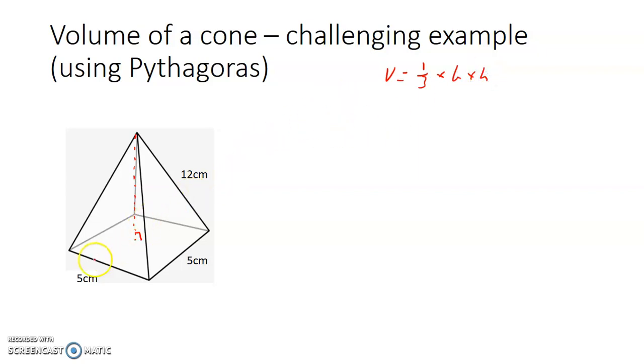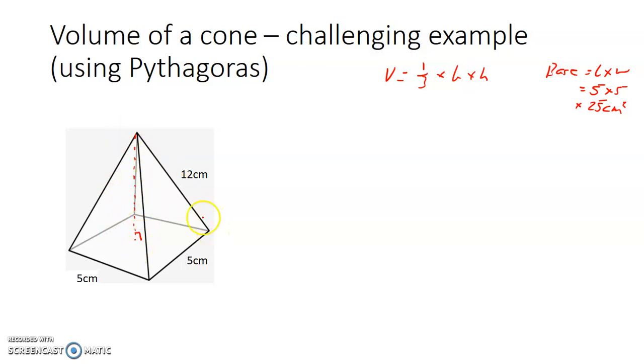I can work out the base of this not too bad, because the base is a square, which is 5 by 5. So I can work out the base here pretty quick with length times width, which is 5 times 5, which is 25 centimetres squared. The problem comes because I don't know the height, and so we need to find this height.